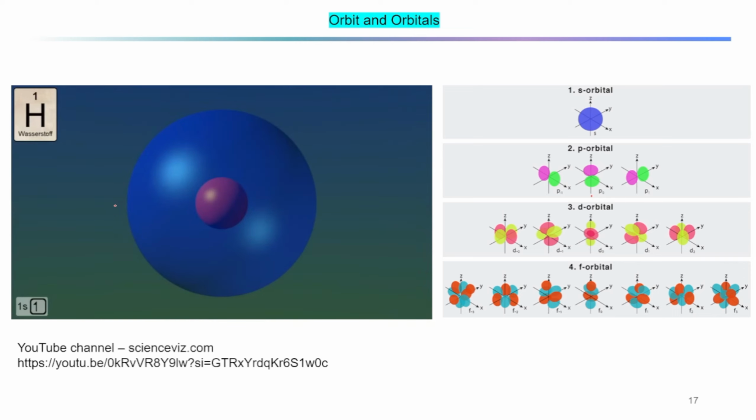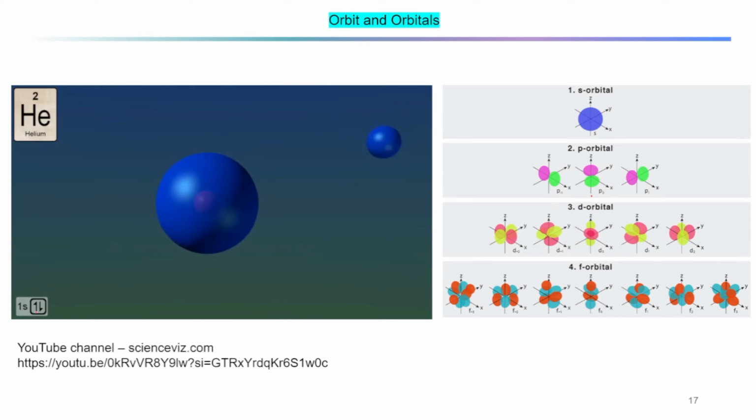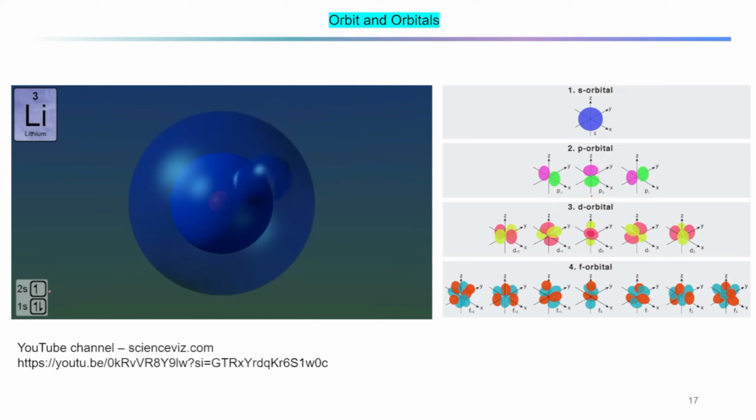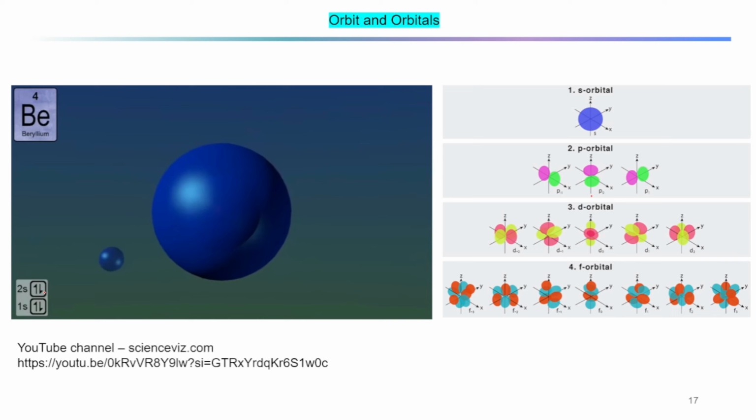Now if we add another electron, that means we have two protons and two electrons. In the case of helium, both electrons will occupy 1s. That's why we write 1s2 for helium. Now when we add another electron, it cannot take 1s because 1s is already filled. So it will take 2s, and we get lithium, 3 protons and 3 electrons. Now we add another electron, that will also take 2s, so we get beryllium, 4 protons and 4 electrons.